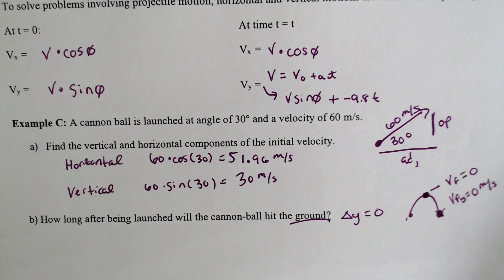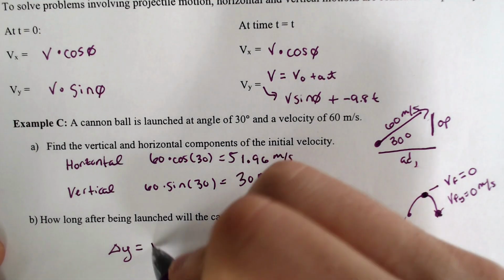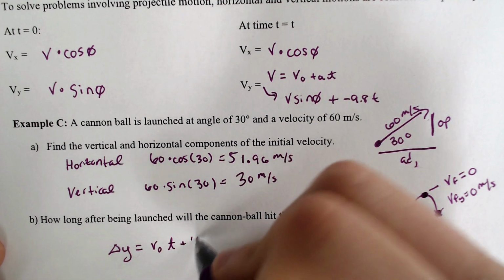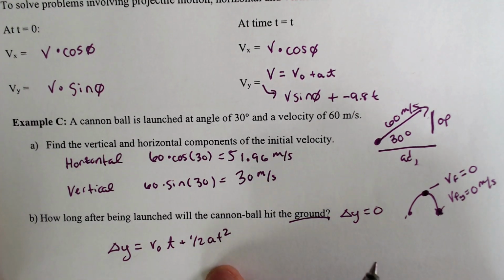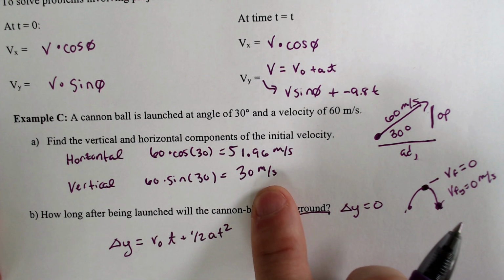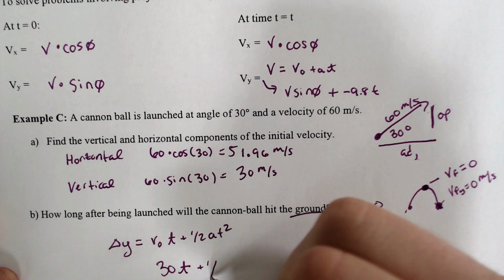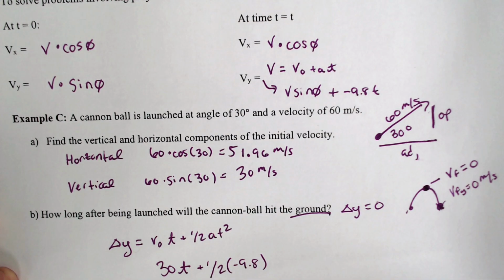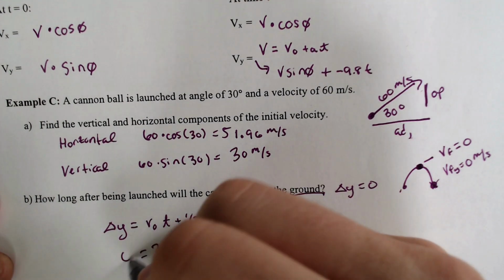We know that we want the change of y to equal 0, and that would be v sub 0 t plus 1/2 a t squared. And a is needed because it is the vertical component that determines when it hits the ground, not the horizontal one. Your initial velocity, we found out already, was 30 in the vertical direction. So 30t plus 1/2 times negative 9.8. Probably should just simplify it and use 10, but that's okay. T squared, we want that to equal 0.